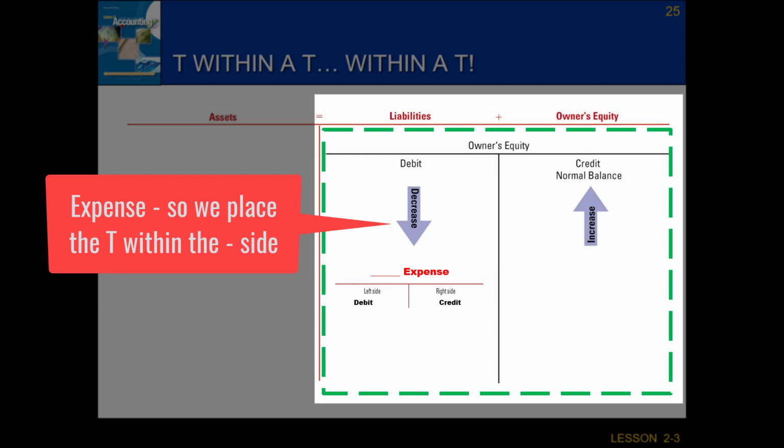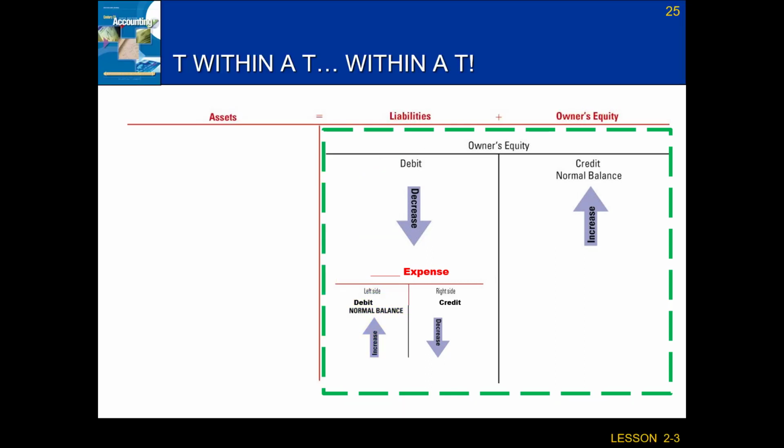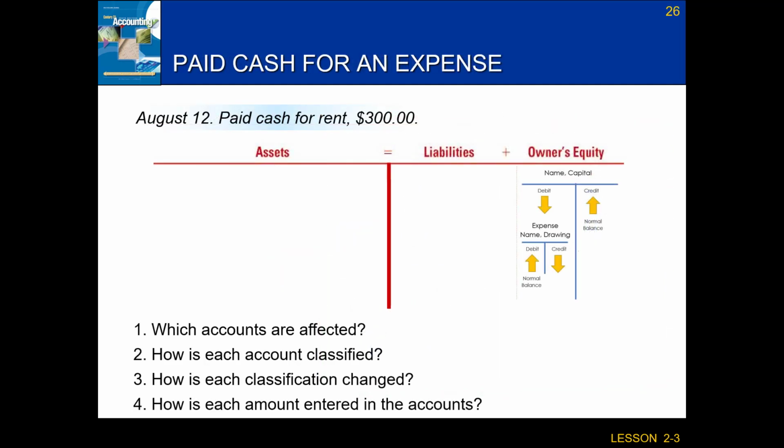Now I'm determining which is my normal balance. Remember, the normal balance is closest to this new green edge. So my debit is my normal balance, and that increases, and my credit would be a decrease. This gets kind of confusing. So what I would like to say is that if I have an expense, I'm increasing the amount that overall my owner's equity is going to go down by. So it's going to go down by a greater amount when I'm on a debit, or it's going to go down by a lesser amount when I'm on my credit. Let's see what it looks like with an actual transaction.